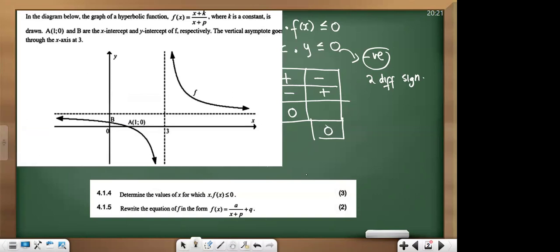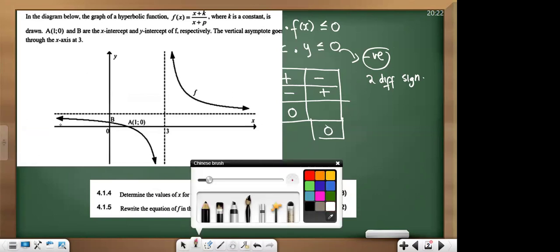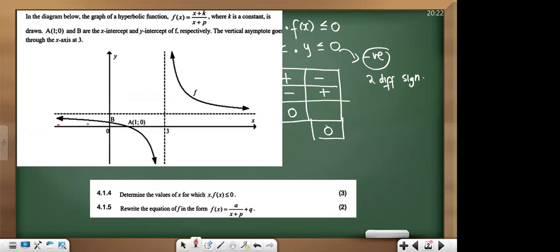I like to use a color code. Let's check here. x here is negative, negative, negative, negative, negative. And when it reaches this point, it's 0. Then it starts to be positive, positive, positive, positive. I'm looking at x now. Positive, positive, positive, up until here.